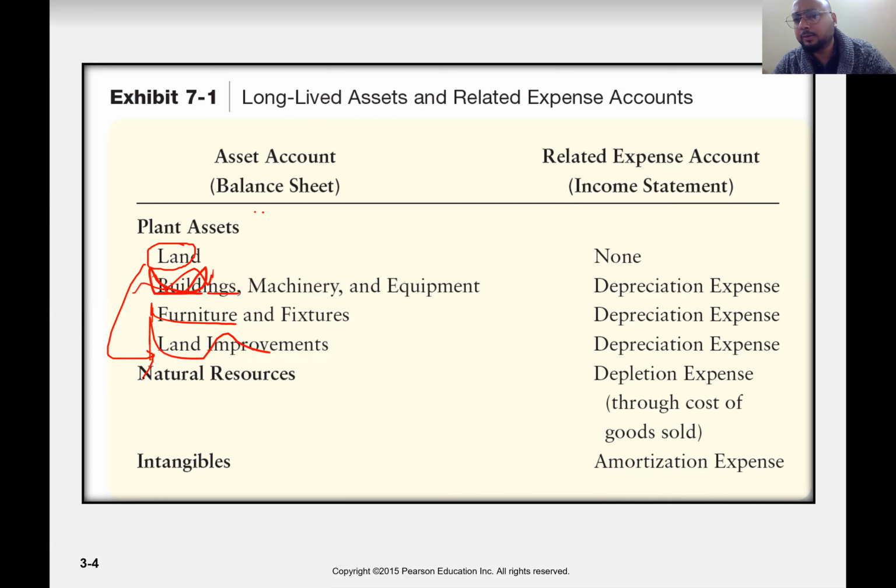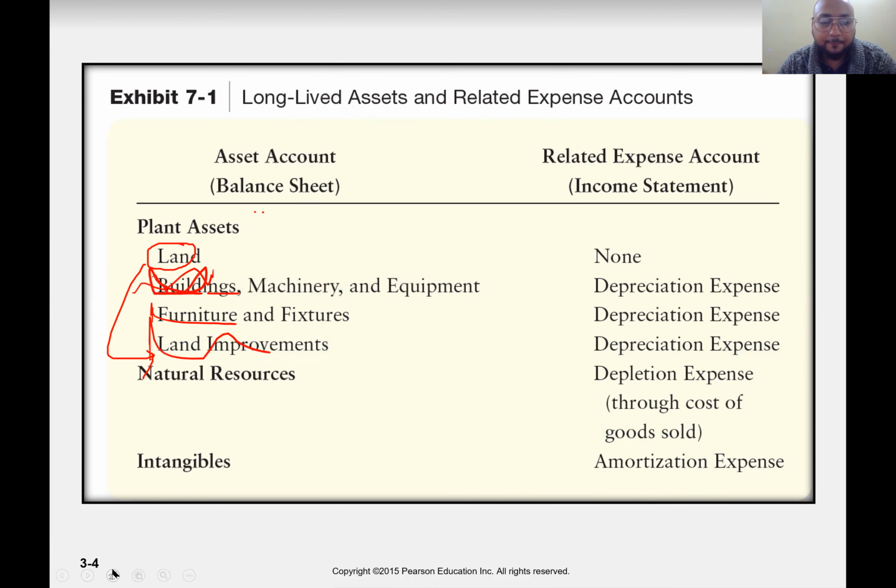We'll talk at the end of this lecture about how we are going to treat the decrease in the value of land. But first, let's just talk about plant assets. I hope you understand what plant assets means.